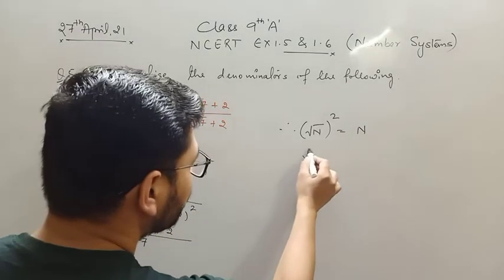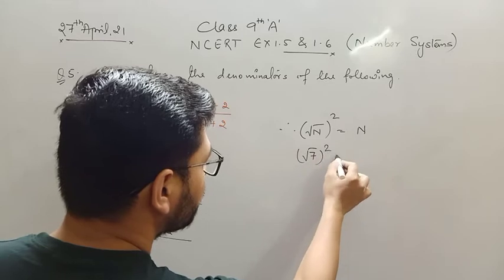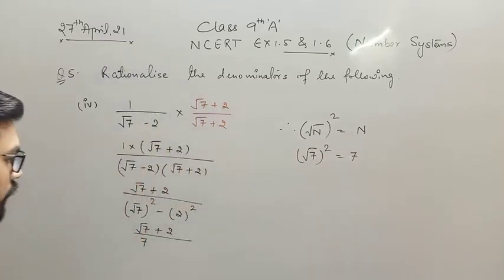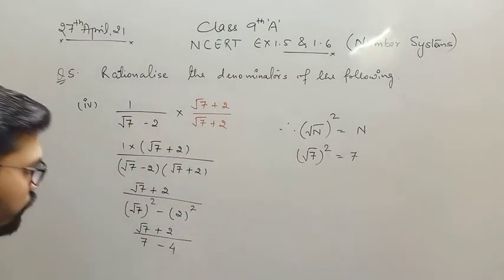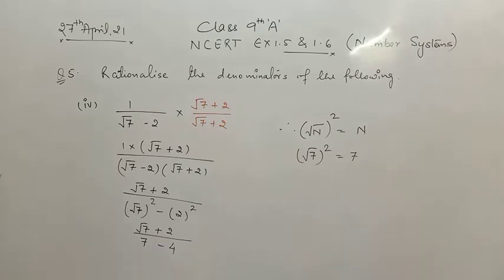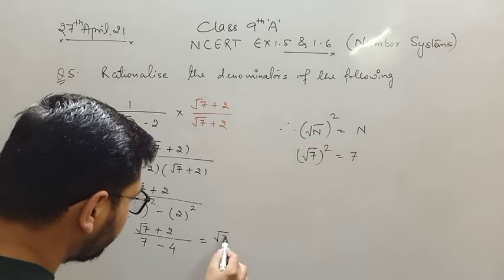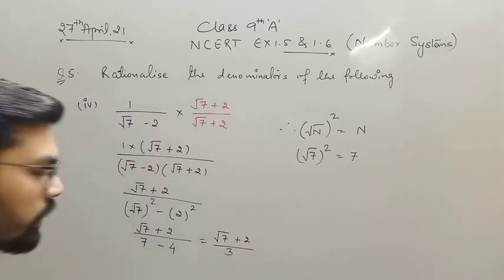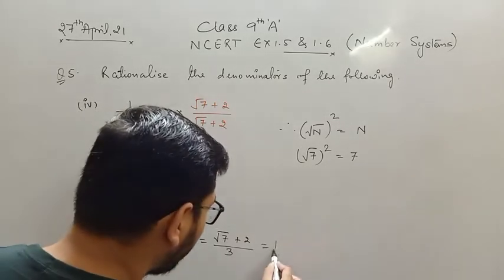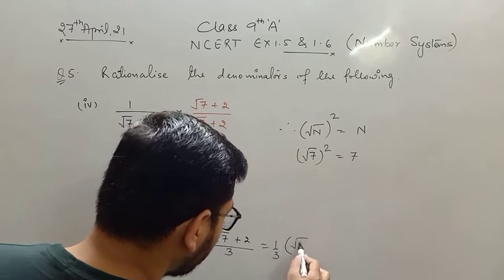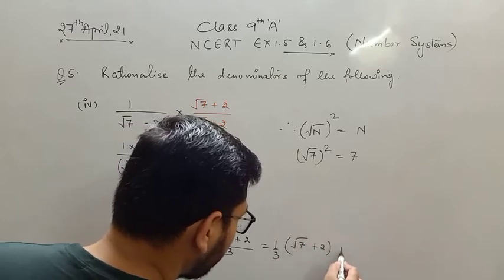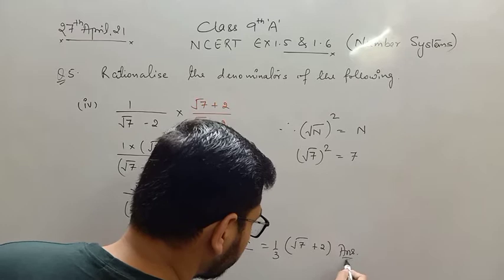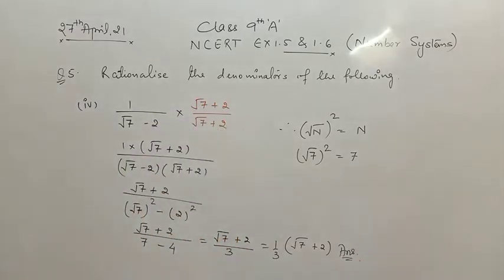So root 7 square will be equal to 7, and 2 twos are 4. So the answer is root 7 plus 2 in the numerator divided by 3. Or I can write 1 upon 3 times root 7 plus 2 is my answer. Please note it down fast.